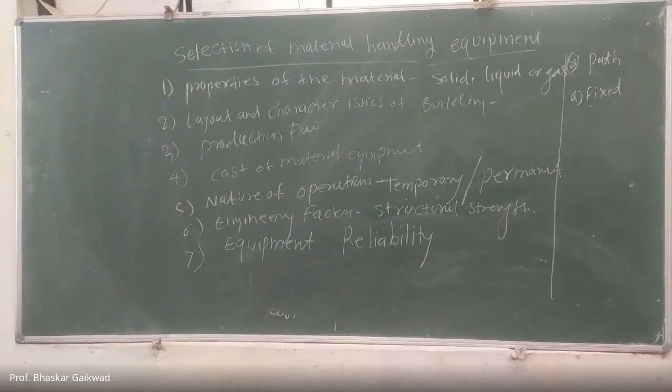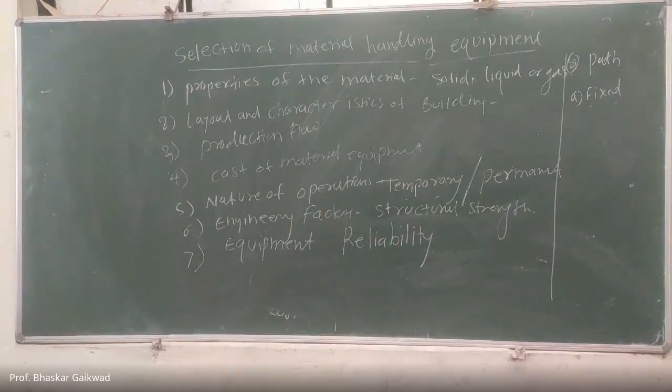After that, if you select a particular material handling equipment, what should be the cost of that equipment? Over this also, we can discuss. Nature of operations. Now, shall we go for permanent or temporary? So this thing also you can keep in mind. Then next is the engineering factors. Means if you install conveyors, cranes, or any other material handling equipment, whether that building structure will sustain these loads or not.